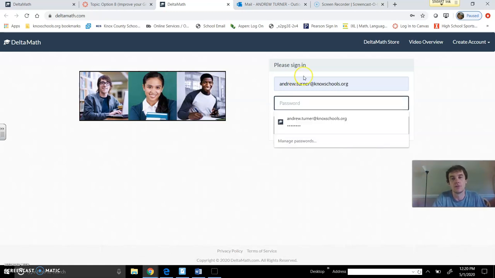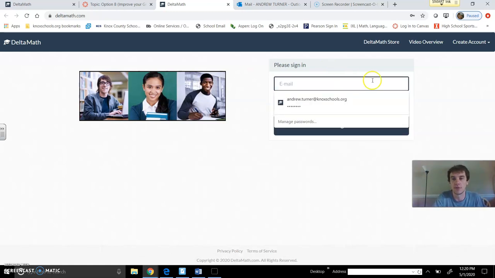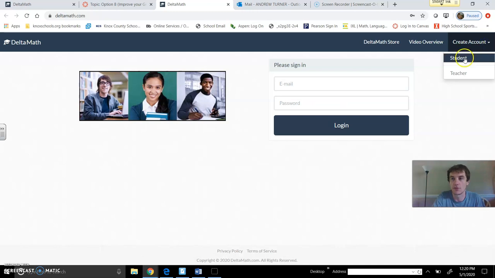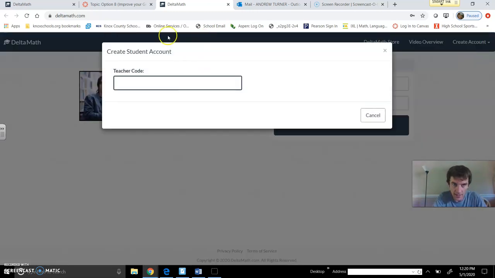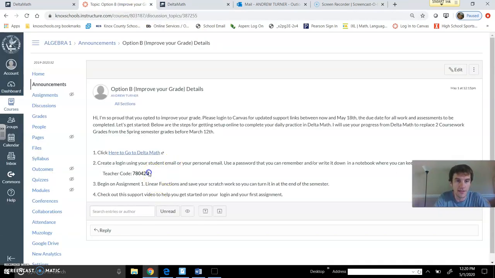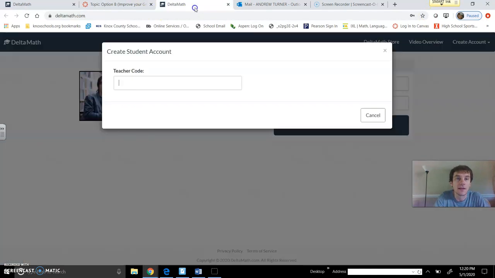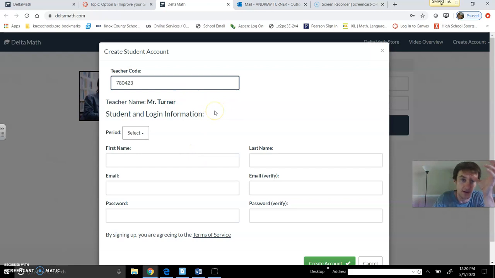and you do not have a login, and I'm going to pretend like I don't either, and I'm going to create a student account. And I had mentioned the class code in here, 780423, so I'm going to Ctrl+C copy that so that I can go over here and Ctrl+V paste it in, or you can just type in 780423 and you should see my name pop up.